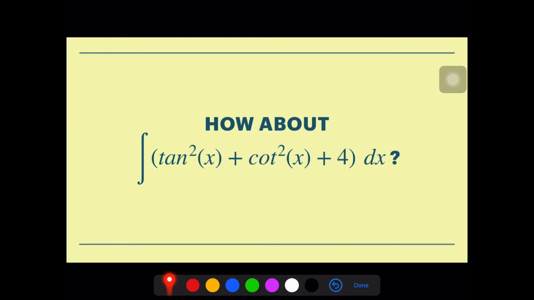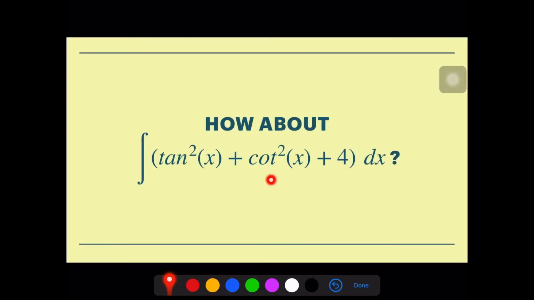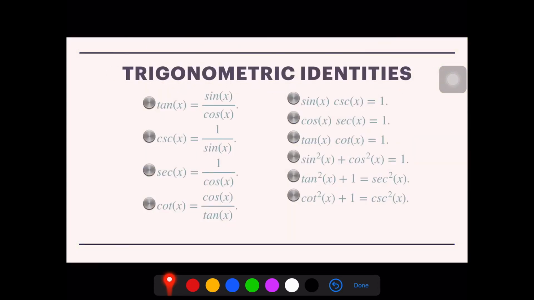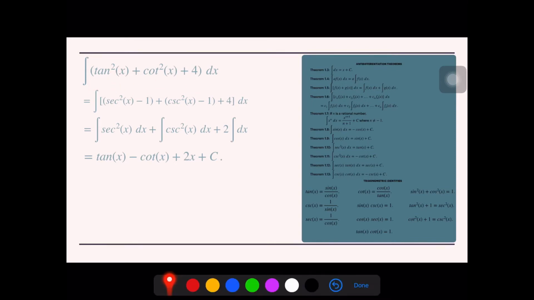But how about this? Notice that we don't have antiderivative for tangent squared x and cotangent squared x. This kind of problem calls for trigonometric identities. You'd know that you are to use trigonometric identities if these theorems will not lead you in getting the antiderivatives of the given item.